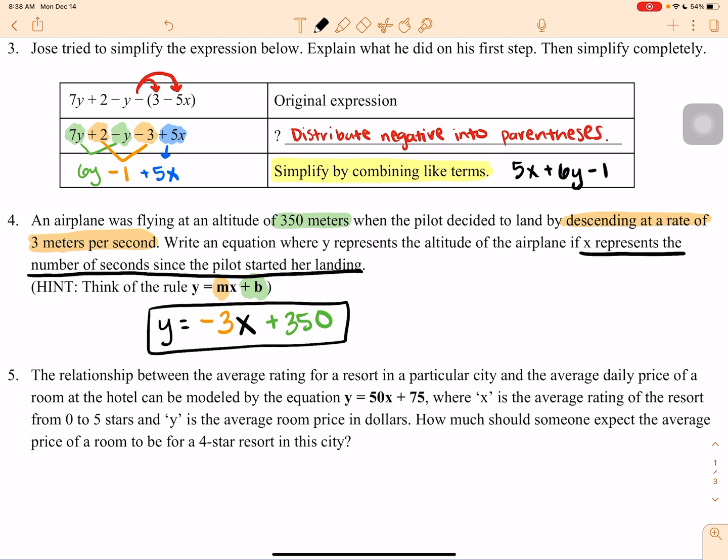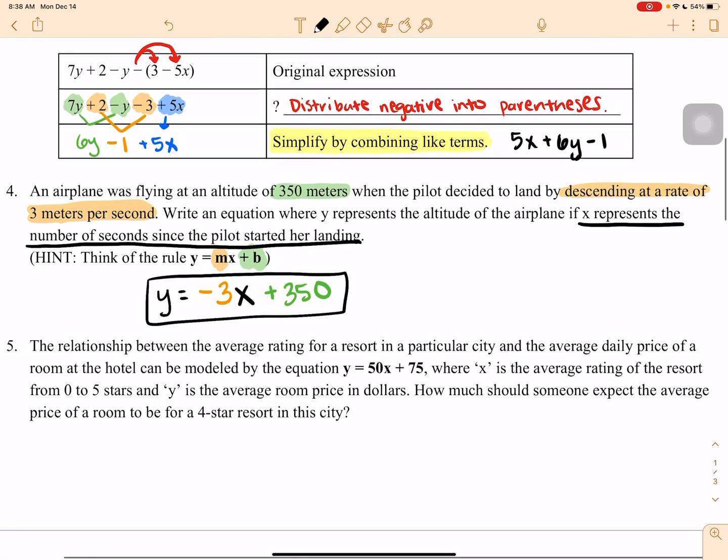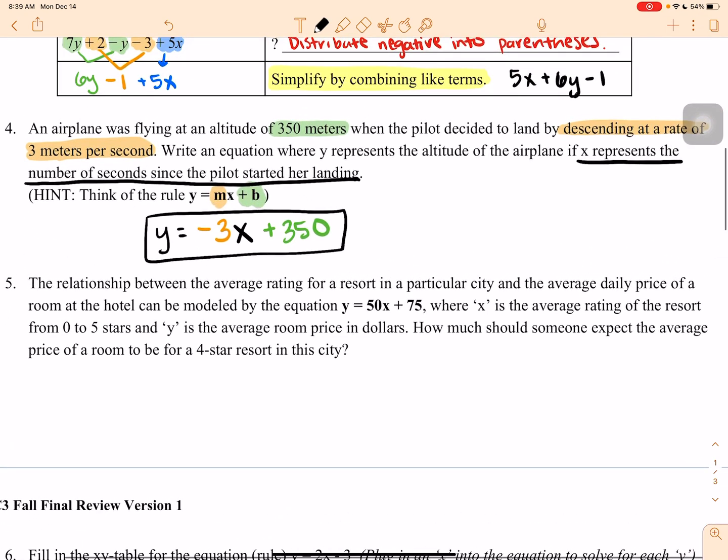Okay? So here we go. The relationship between the average rating for a resort in a particular city and the average daily price of a room at the hotel can be modeled by the equation y equals 50x plus 75, where x is the average rating of the resort from 0 to 5 stars, and y is the average room price in dollars. How much should someone expect the average price of a room to be for a 4-star resort in this city?